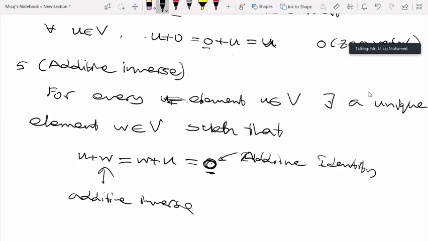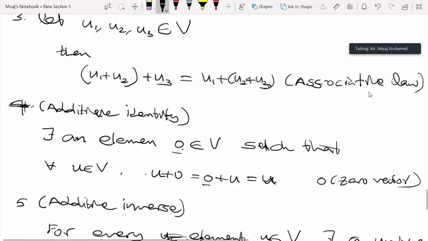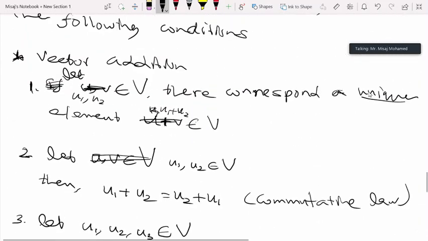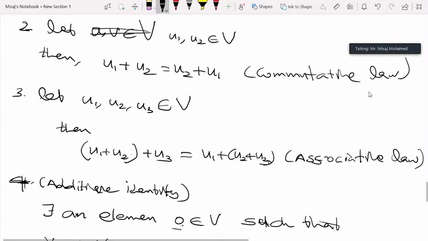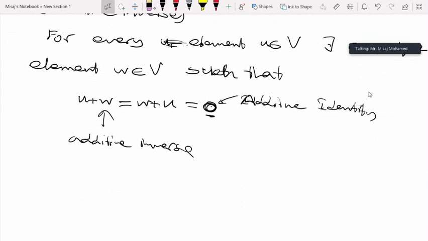Is it okay? Okay, sir. Right, that is clear. So up to now we saw vector addition. These 5 conditions must be satisfied for a vector space. There are some more conditions: scalar multiplication.